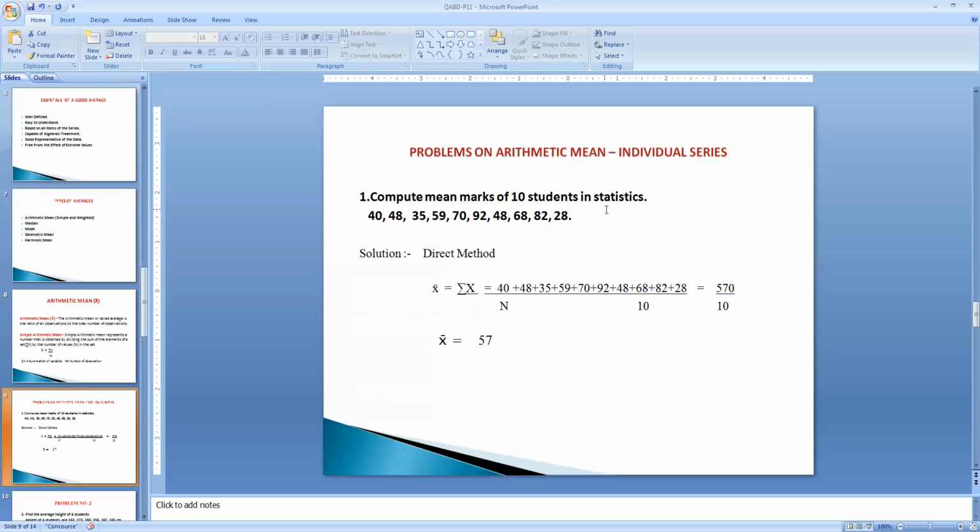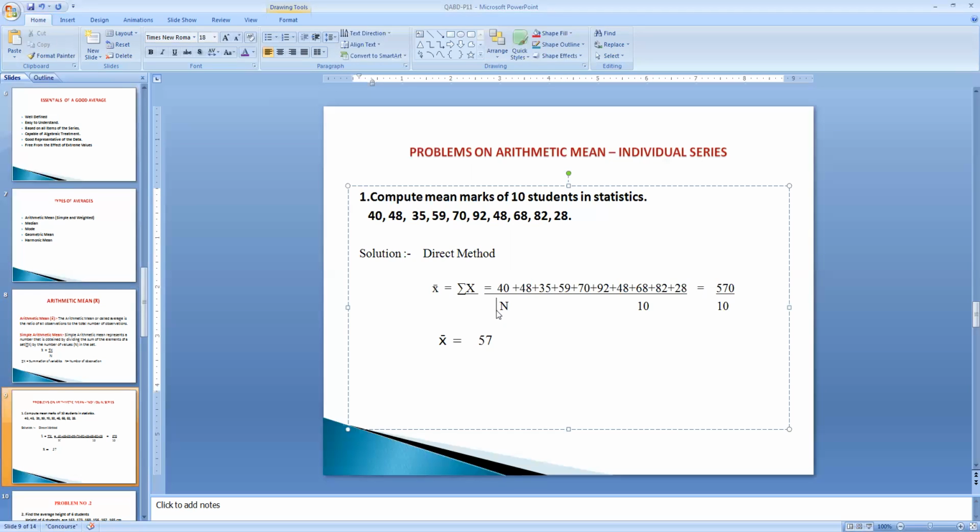To calculate this, we should first total the values. In the direct method, we know that mean is sigma x by n. If you want, you can arrange the data in ascending or descending order, because arranging the data is required only for median and mode. For the mean, if you arrange it, fine, and if not, we will get the same value. So mean equals, in the direct method, sigma x by n.